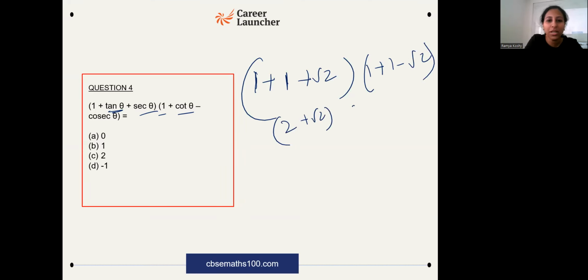Option C. Alright. Understanding everyone how to do it without proving it. You can just substitute values and get the answer. Alright. Next one.